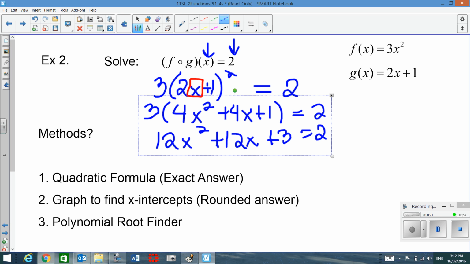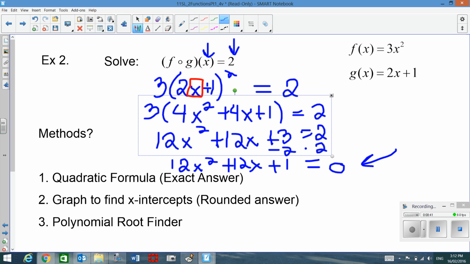All right, so again, every time you solve a quadratic, you want to have your quadratic equal to 0. So I'm going to go one step further, subtract the 2. So now I have 12x squared plus 12x plus 1. So this should look very familiar. We have a quadratic set equal to 0.